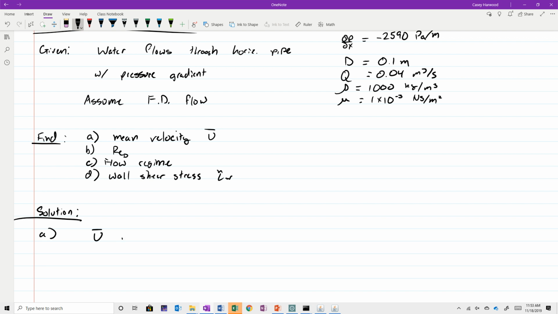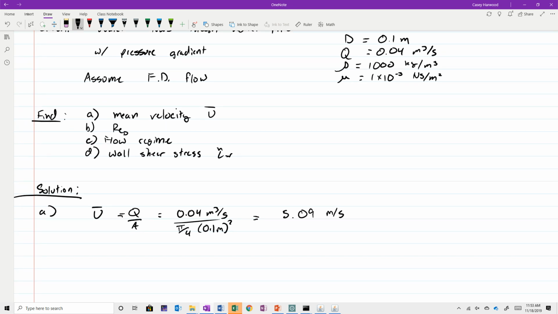The mean velocity is simply Q over A, so nothing complicated here. It's just going to be the 0.04 cubic meters per second over pi over 4 times 0.1 meter diameter squared, which should give us about 5.09 meters per second. Now that we've got a velocity as well as a viscosity and a diameter, we can calculate the diameter-based Reynolds number, rho U bar d over mu.